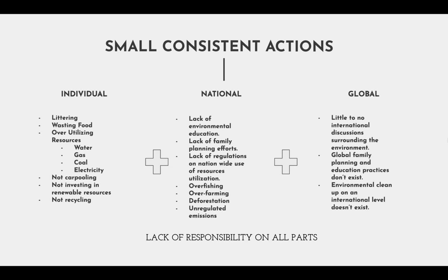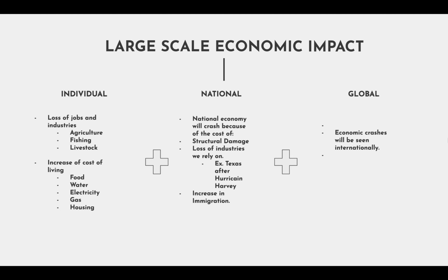Individuals choosing to litter, not invest in renewable resources, or overutilizing resources like water and gas and all of that, as well as a nation who chooses not to invest in renewable resources or educating their populace on environmentally friendly practices, practices deforestation, or actively participates in over-farming or doesn't regulate their emissions, and on a global scale, if there's no regulation on different nations or any agreement on how to be environmentally friendly, no awareness, no policies surrounding global law, or a general lack of responsibility on all parts, whether it's individual, national, or on the global scale, ultimately leads to large-scale economic impacts.